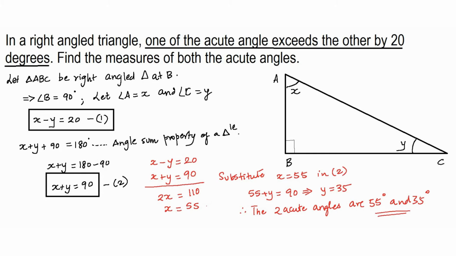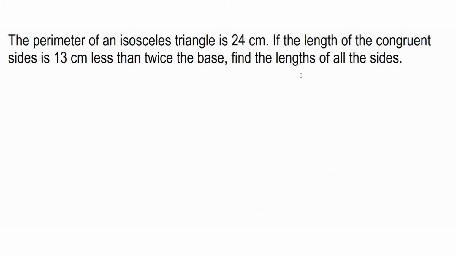Okay, let us continue. The perimeter of an isosceles triangle is 24 centimeters. If the length of the congruent sides is 13 centimeters less than twice the base, find the lengths of all sides.